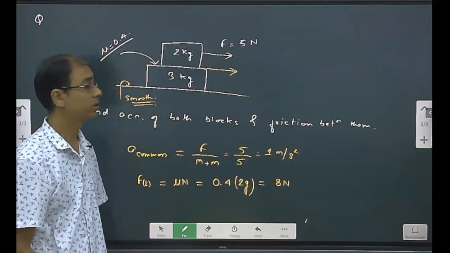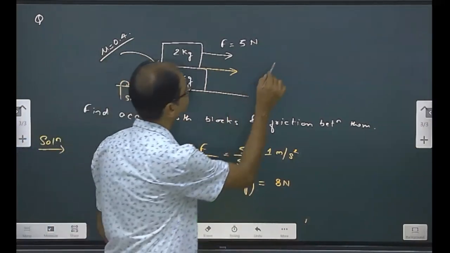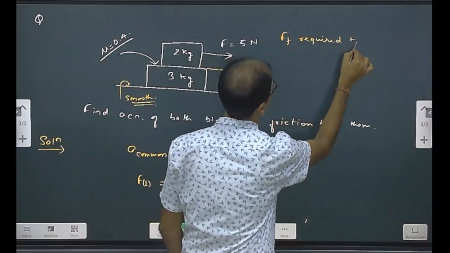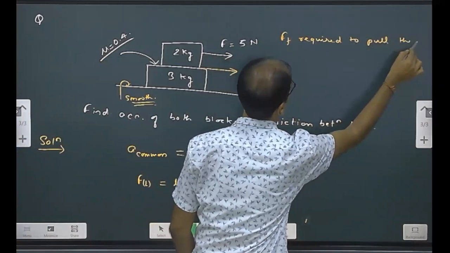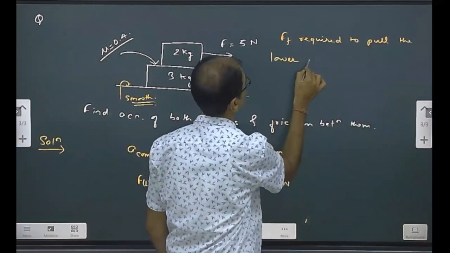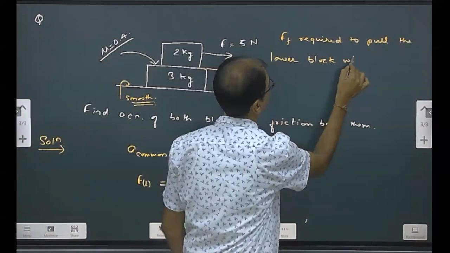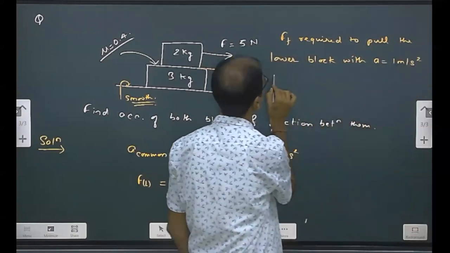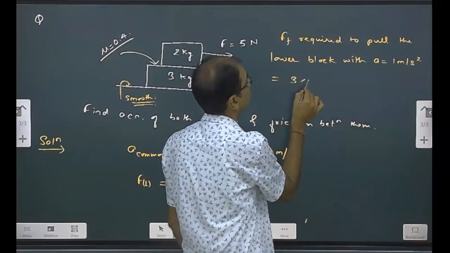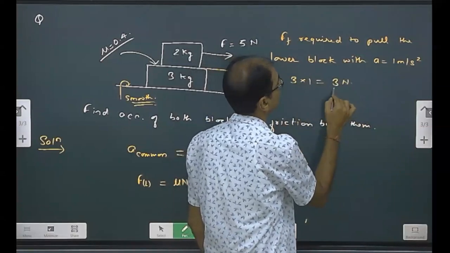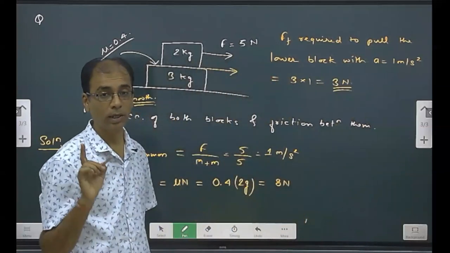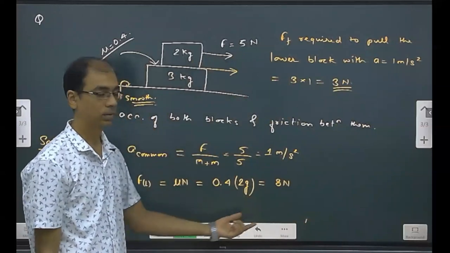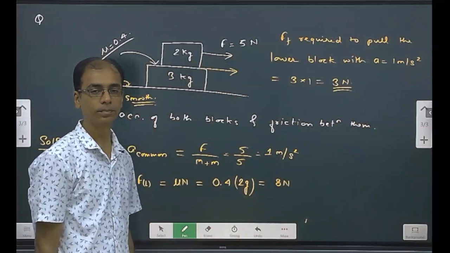That means mass into acceleration is 3 into 1. Okay? Friction required to pull the lower block with acceleration of 1 meter per second square is equal to what? Mass into acceleration. That is 3 into 1. That is 3 Newton. Now we will check whether limiting friction is more than this or not. Check. Is it more? Yes, sir.